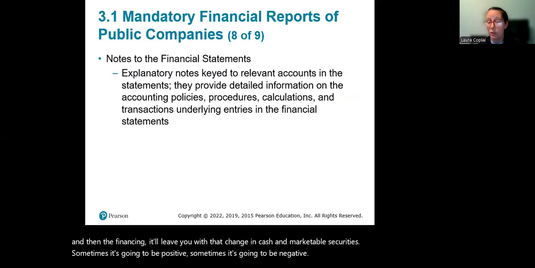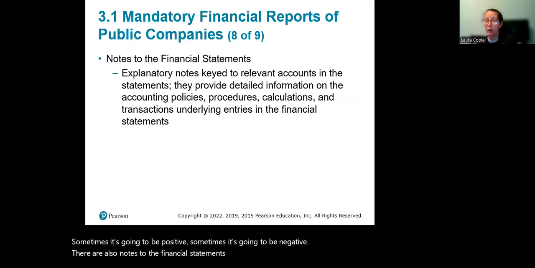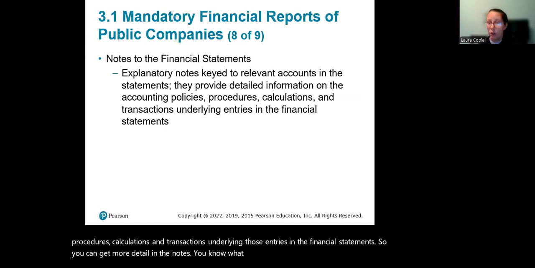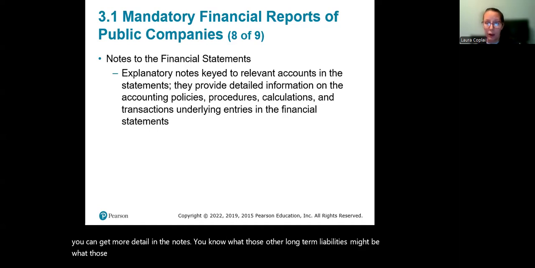There are also notes to the financial statements, like I said earlier, where it might be relevant accounts to the statements. They provide the detailed information on accounting policies, procedures, calculations, and transactions underlying those entries in the financial statements. So you can get more detail in the notes, what those other long-term liabilities might be, what those other unreported equity statements are, and whatnot like that.